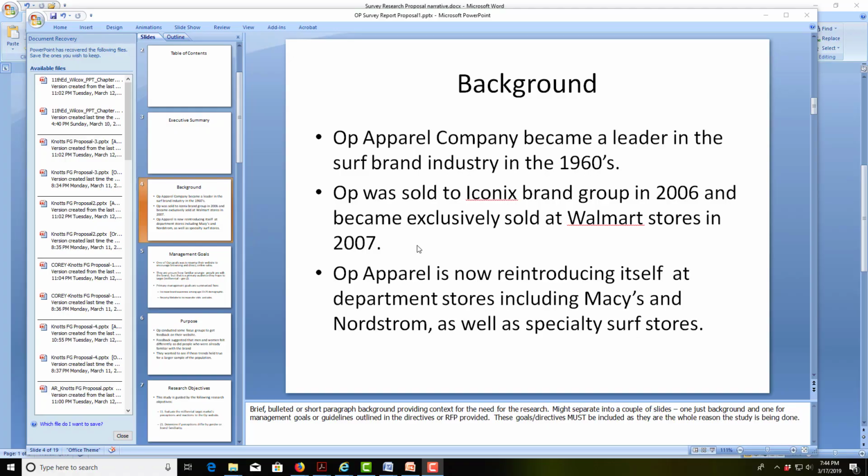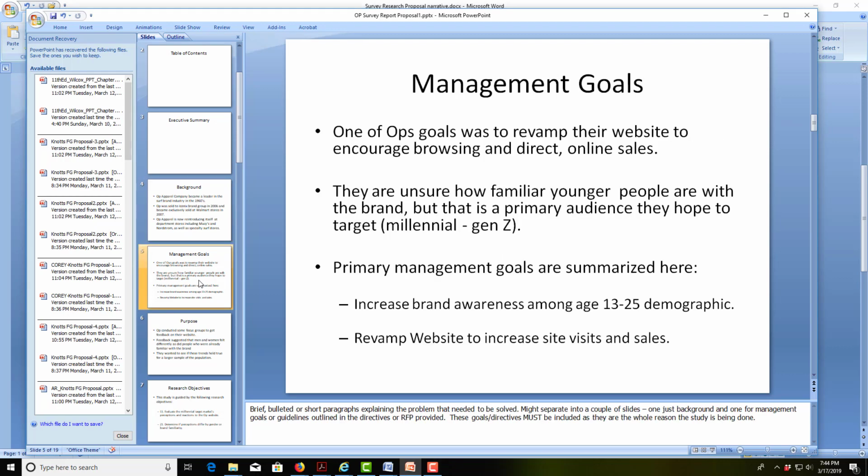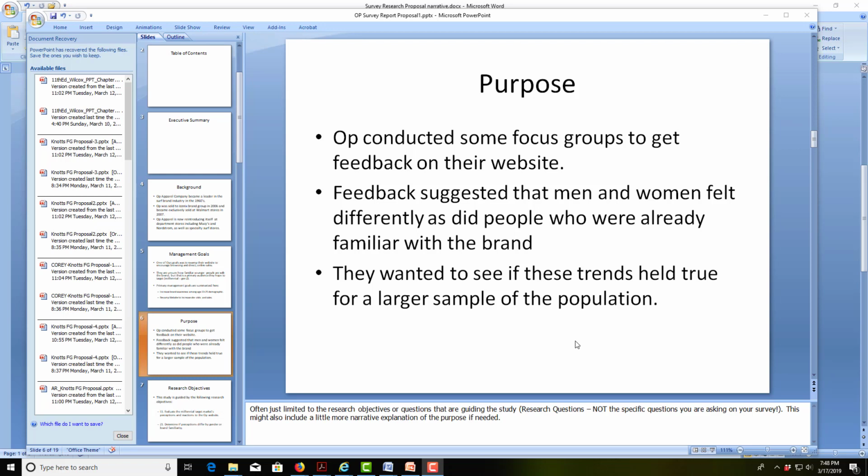So this first slide provides some background on the situation, and then this next slide outlines the problem and establishes the client's goals as listed on the RFP. Next, you want to zero in on the purpose of the specific study that's being proposed. In this case, a little more background is helpful.